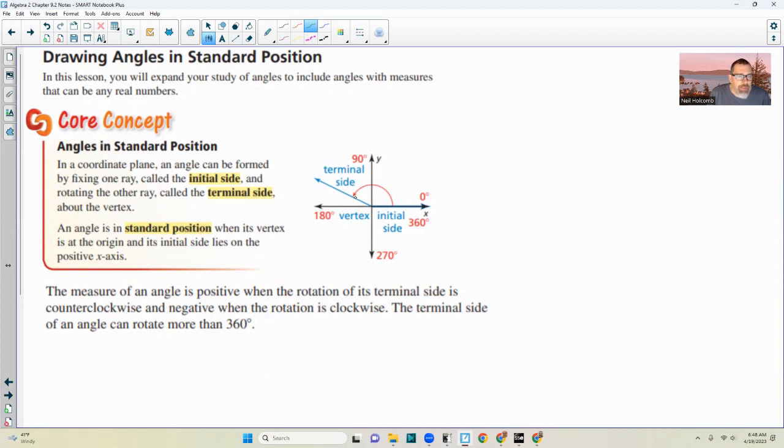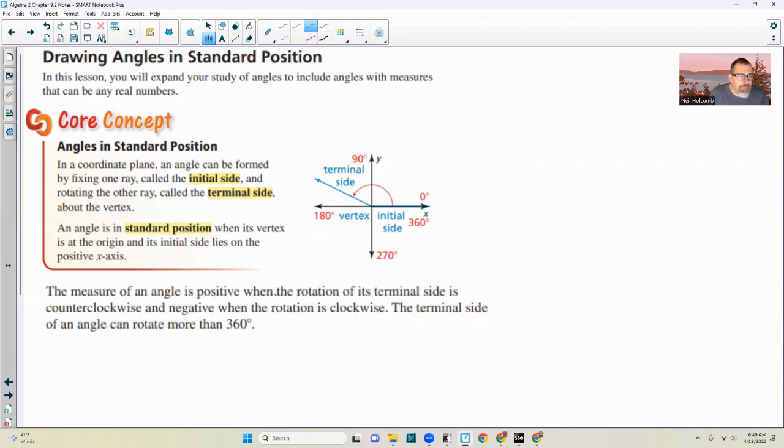So counterclockwise is positive. An angle is in standard position when its vertex is at the origin and its initial side lies on the positive x-axis, standard position. Okay, so we have an initial side where it began and the terminal side where it opened. So picture a book laying on a table. The back of the book sitting on the table would be the initial side, and the cover at the top of the book is above. As you open the book, that is your terminal side.